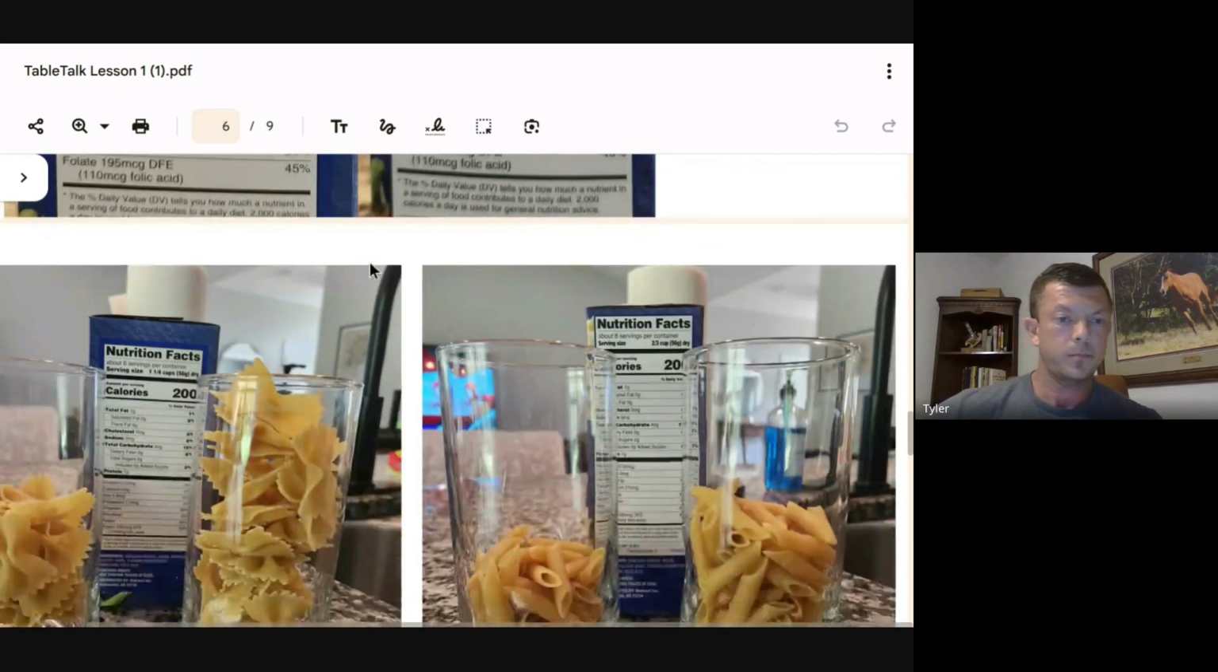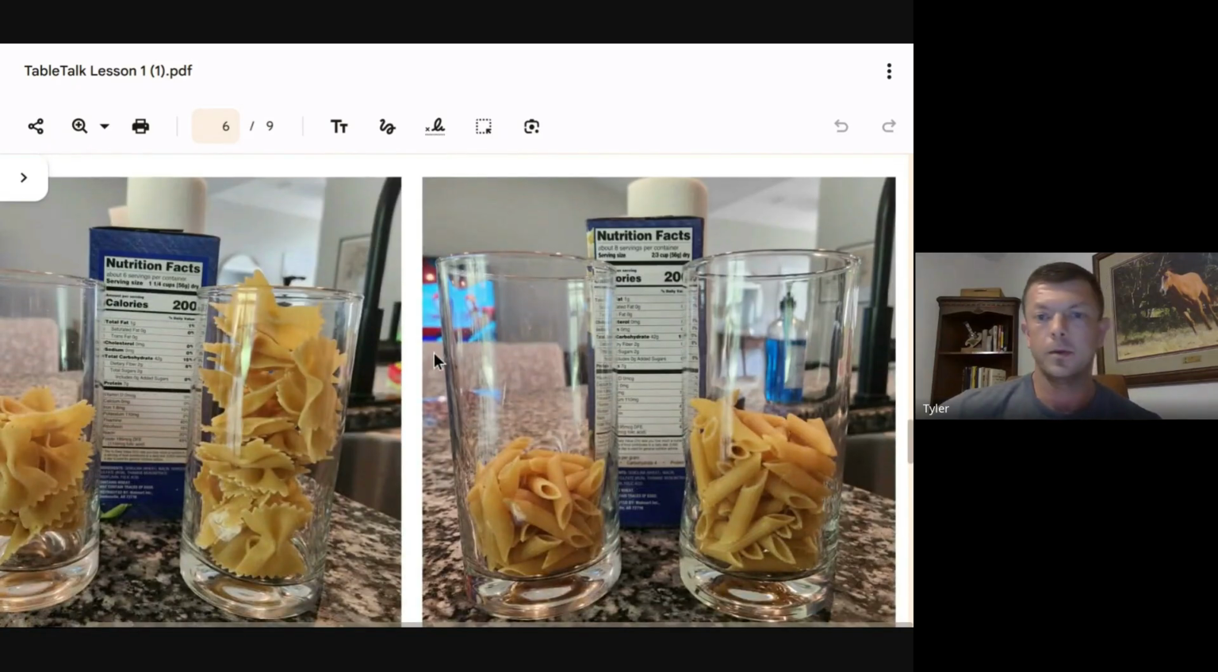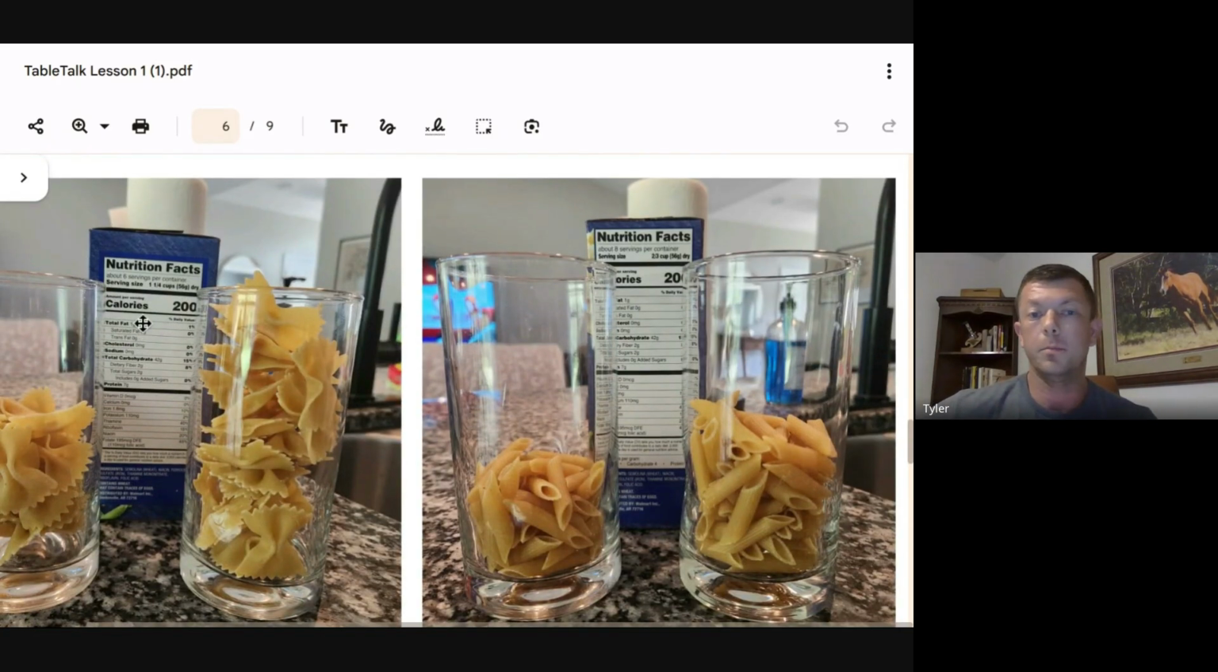So let's see here. What I did here is the photo on the left is the bow tie pasta. The cup on the left is 56 grams, according to my kitchen scale. The cup on the right is as honest of a 1 1/4 cup measurement as I could get. So again, we have some shenanigans and some tomfoolery going on here with, if this is 56 grams on the left and this is 1 1/4 cups, what are we supposed to do?